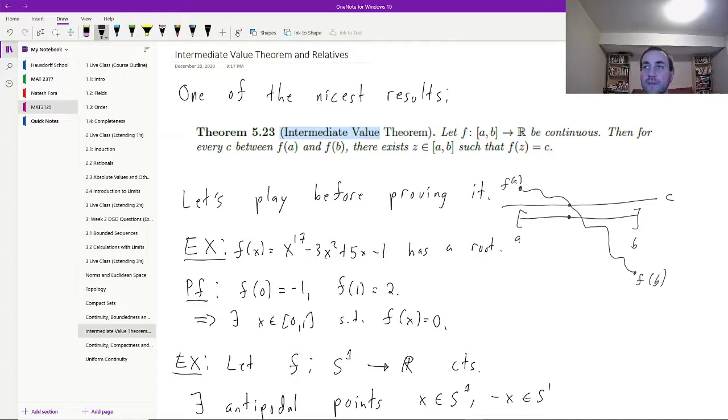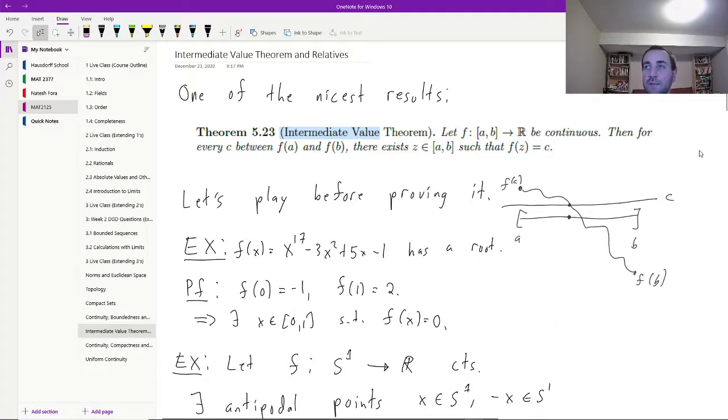Okay. So what is that really saying? It's saying that if I have a continuous function that sort of does this and goes from some point here to some point there, I can't skip over some value which is in between. I have to hit it at some point. It's obviously not true for discontinuous functions.